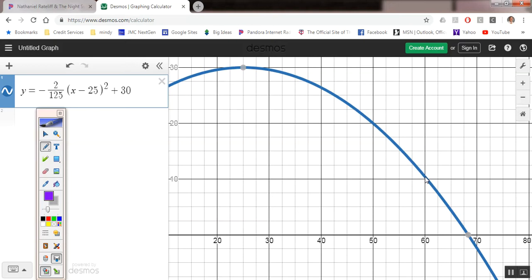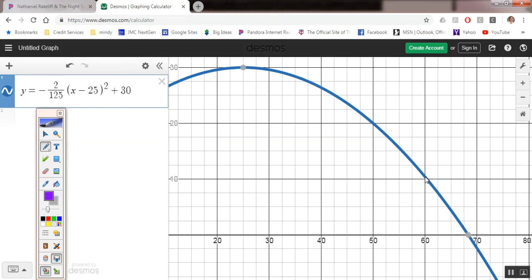So, here we go. Let's just put in x equals 60, the last part of this. You'd have y equals negative 2 over 125. What are you plugging in for x, kids? 60 minus 25. Who has a calculator out for me right now? Whoever has one, say I do. Nobody has a calculator. I do. Okay.